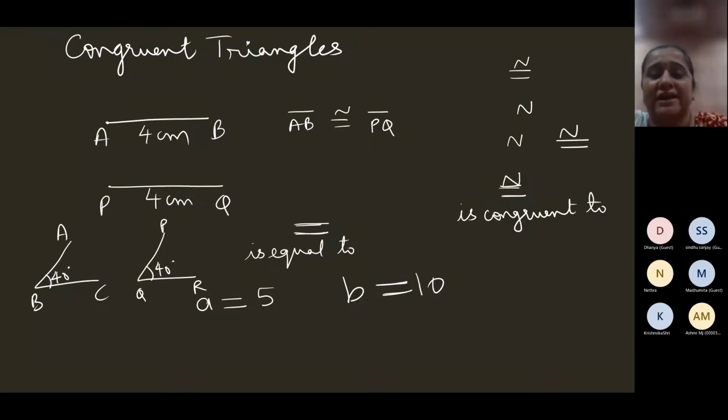Congruency simply means identical, equal in every aspect. In whatever aspects you can compare them, in every aspect they should be equal.